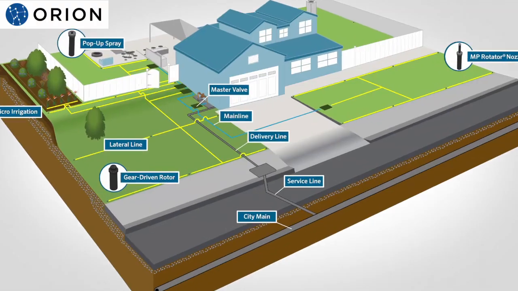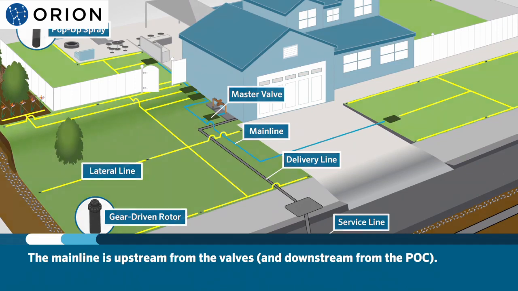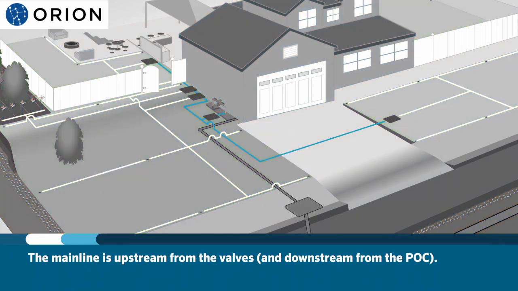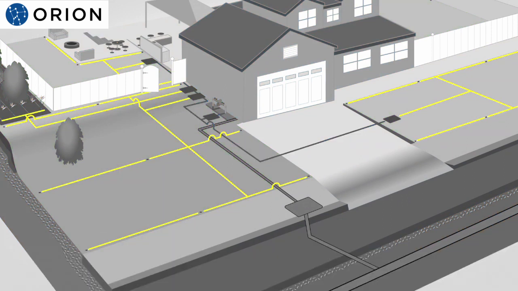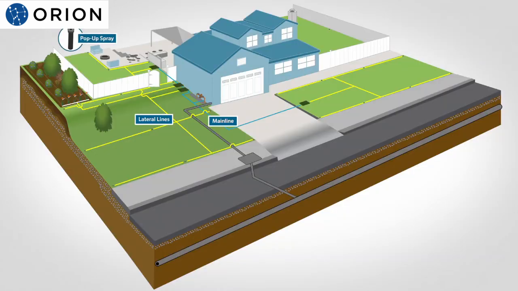We call the network of piping in the ground for these systems mainlines and laterals. The word mainline is used to define a pipe that is upstream and normally is the largest pipe on the job. Laterals are pipes that are downstream of the remote control valve, and it is the laterals that deliver the water to the emission device in the field, whether that be through sprays, MP rotors, or micro irrigation.